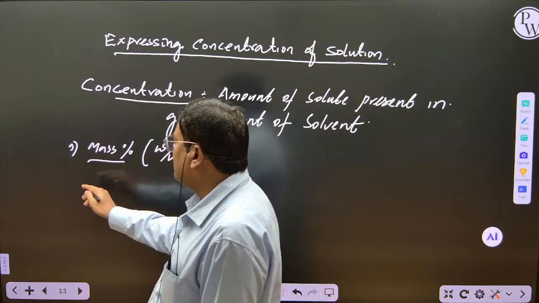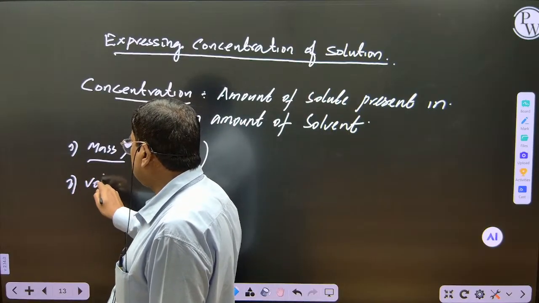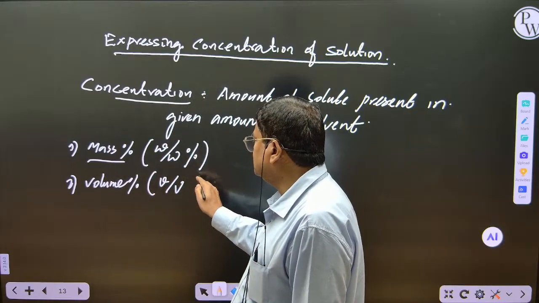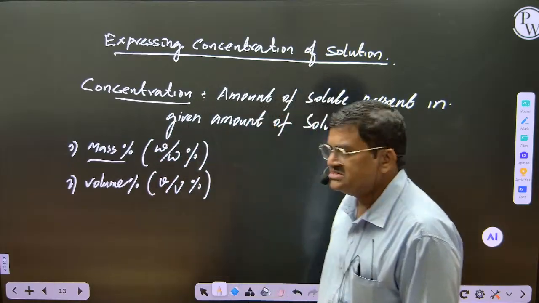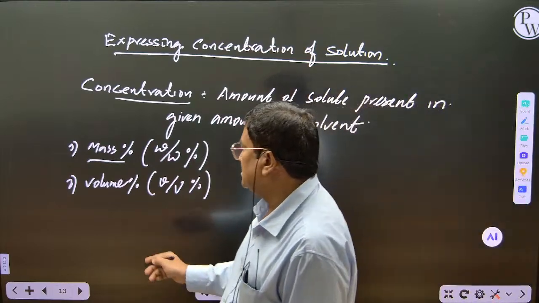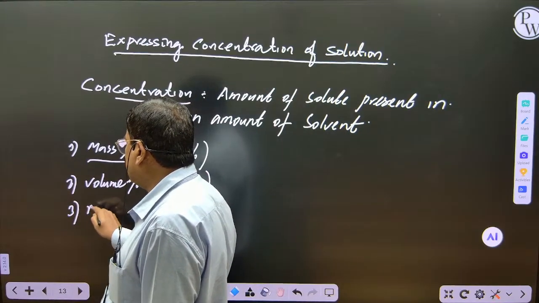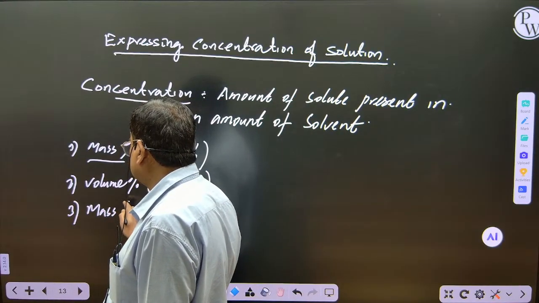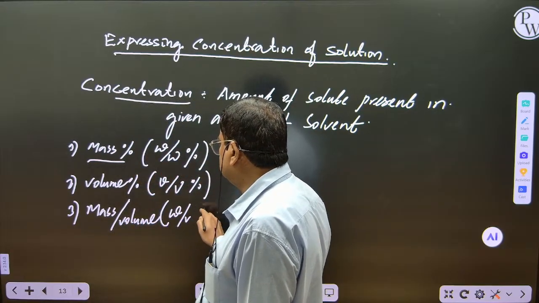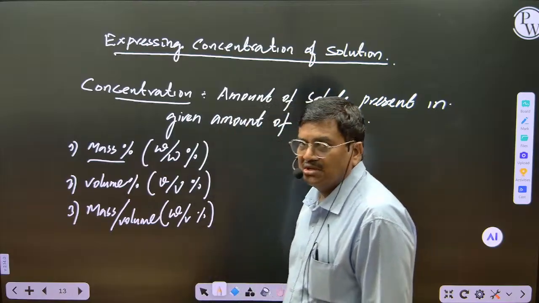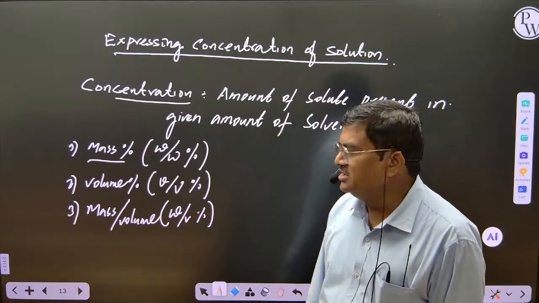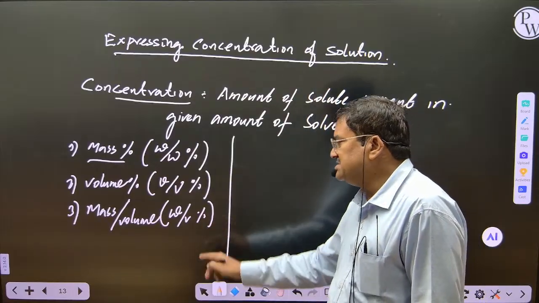The second one we have is volume percentage. Volume percentage is shown by the symbol small v by capital V. The third one we have is mass by volume percentage. What is the third concentration? Mass upon volume concentration, shown by the symbol W by V. We use it in pharmaceuticals. If you saw the back of a tablet, they will mention mass by volume. In pharmaceuticals we express this third one.